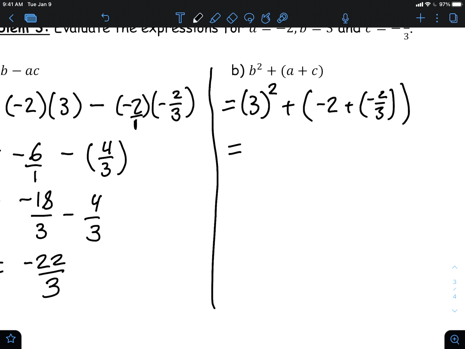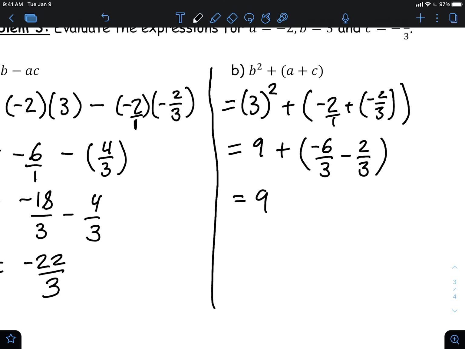So we can resolve this first. 3 squared gets us 9. And then figure out what's going on in the brackets. So minus 2, we can think of that as minus 2 over 1. So that's going to have 3 as a common denominator. Multiply both the top and the bottom of the 2 over 1 by 3. Gets us minus 6 over 3. Minus 2 over 3.